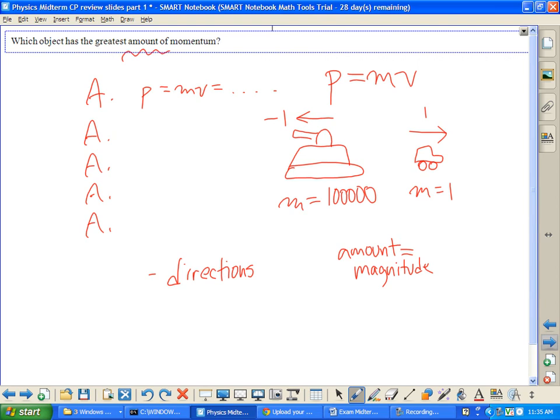What has the greater amount of velocity? 1,000 meters per second that way or 10 meters per second that way? 1,000 meters per second that way. Negative and positive is just a way of saying this way, that way. You're down with that now. Amount equals magnitude equals kind of absolute value.